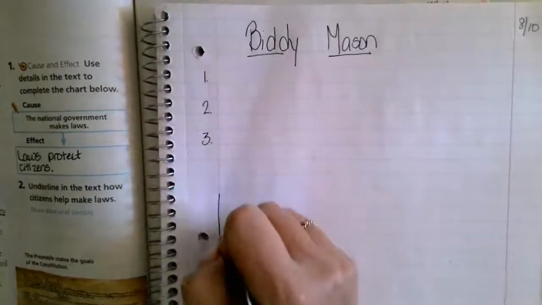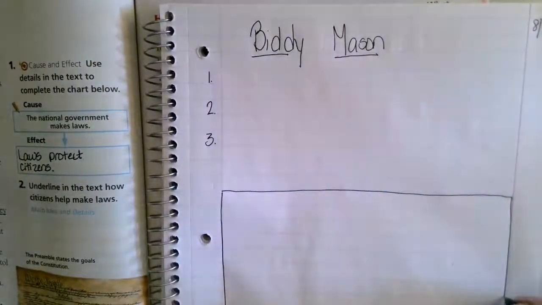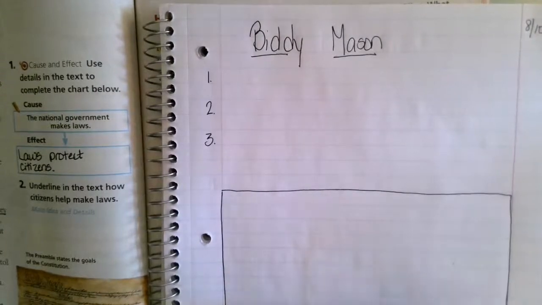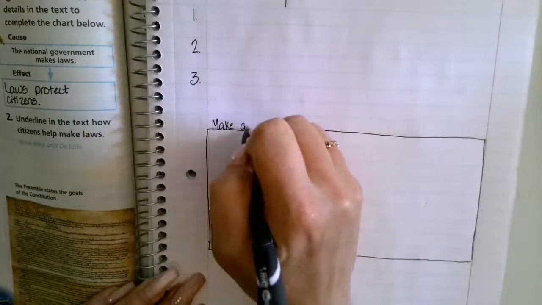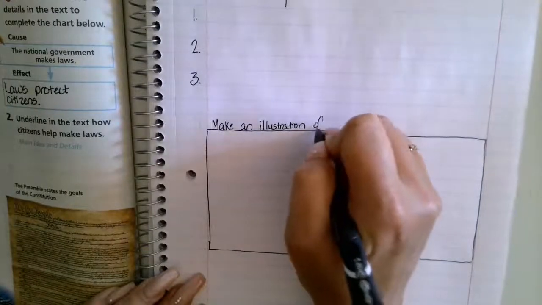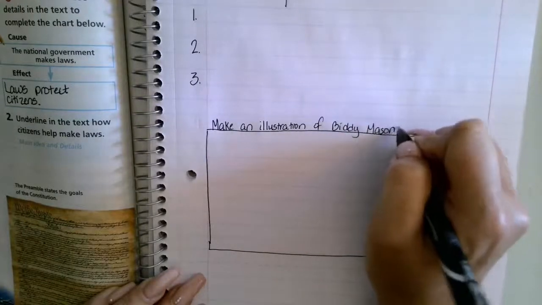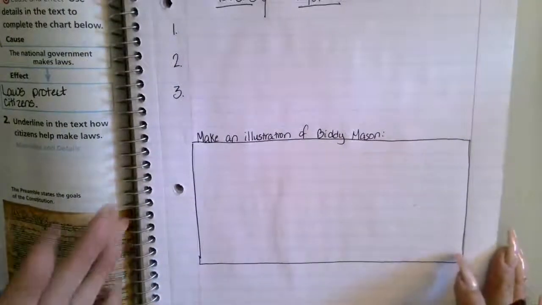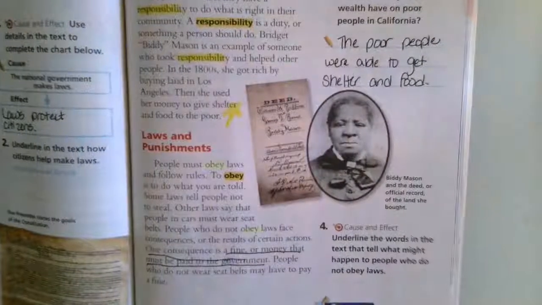And then if you would like, go ahead and draw a picture box. You can just use your lines on your paper. And make an illustration of Biddy Mason. We need to honor her more than just 1 or 2 sentences in our workbook. She's a true hero and a great example of a responsible citizen. Okay? All right, you guys.